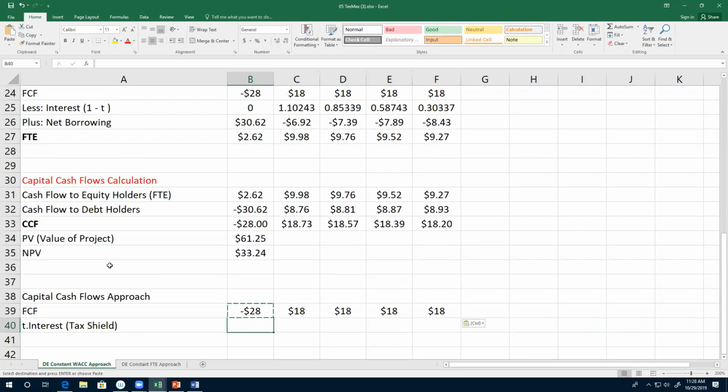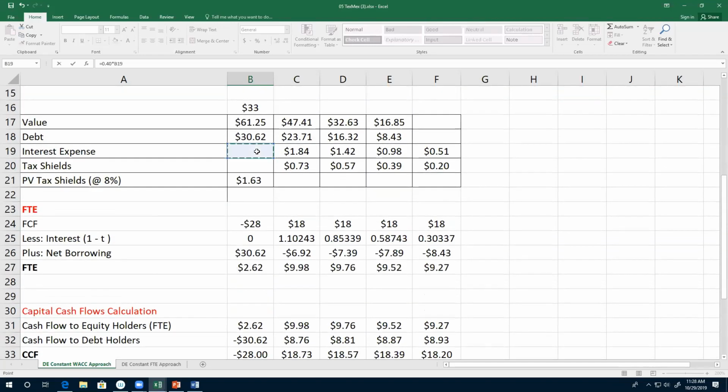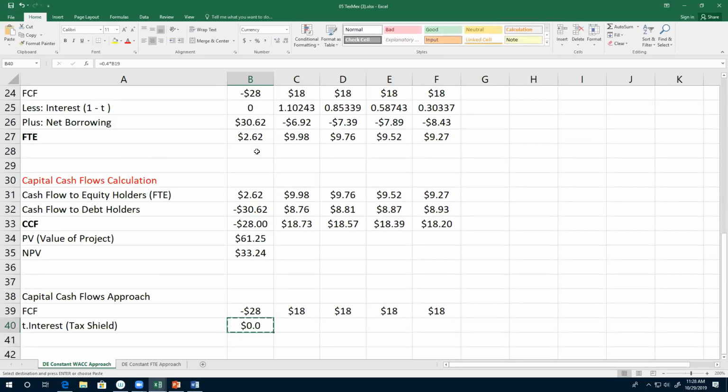And then it says take the interest tax shields. So basically equal to 0.40 multiplied by, right? So that's the tax rate times the interest expense, which is right here. I've calculated this up above also. So I'll do Control C and then copy this. So these are my tax shields.